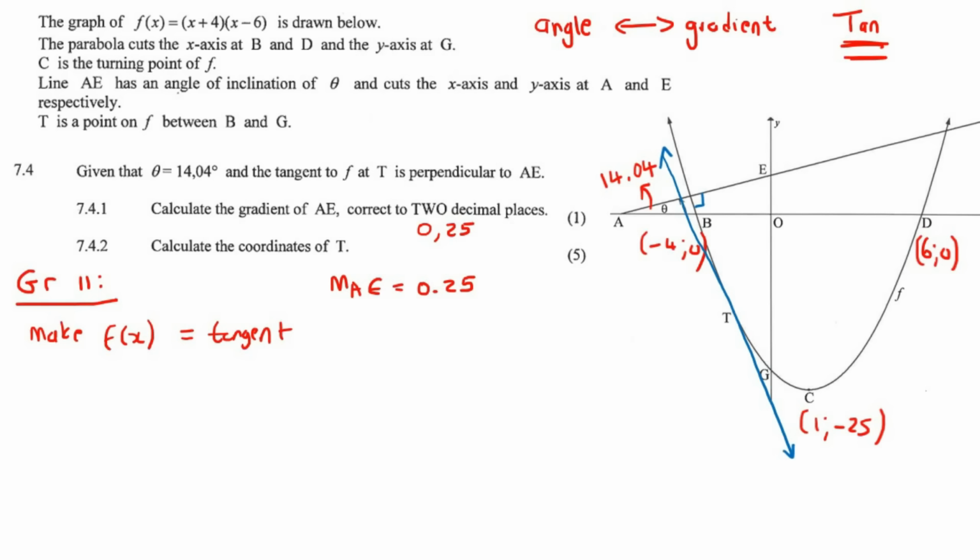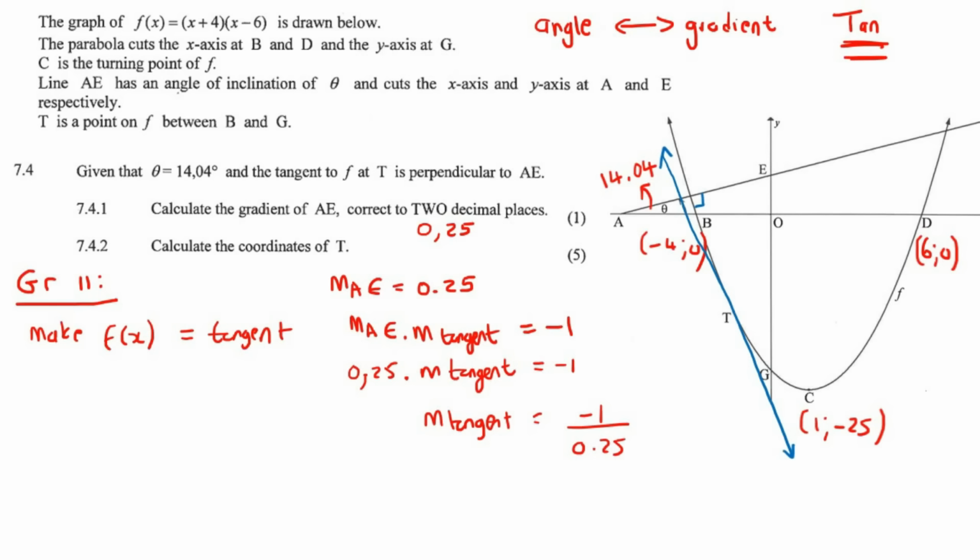So we know that when 2 lines are perpendicular, when you multiply their gradients together, what do you get? -1. So I can then put the gradient of AE as 0.25 and I can try to work out the tangent gradient. If you had to go work out the tangent gradient, you're going to get -1 over 0.25 and that's going to give you -4. So now we know what the tangent's gradient is. So therefore the gradient of the tangent is -4.